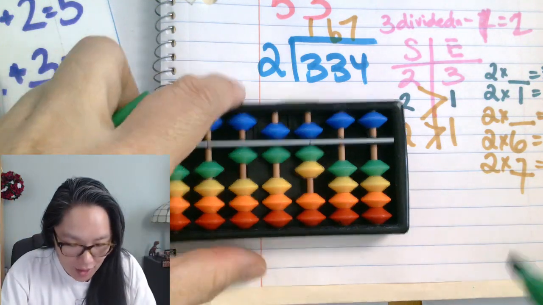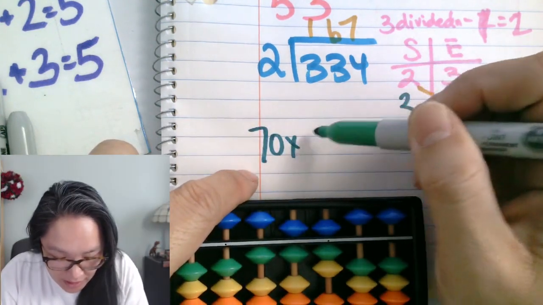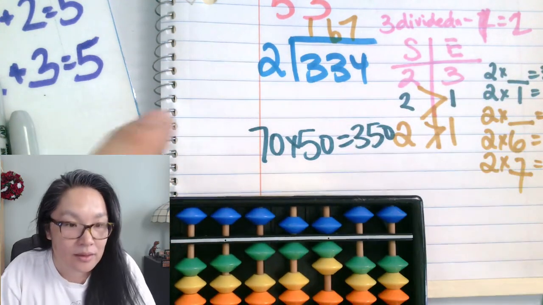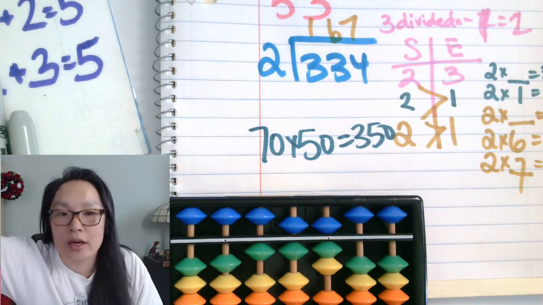But then the problem is we do new math. And what is new math? 70 times 50 equals 350. And there's like, okay, now you just went off to the other end.